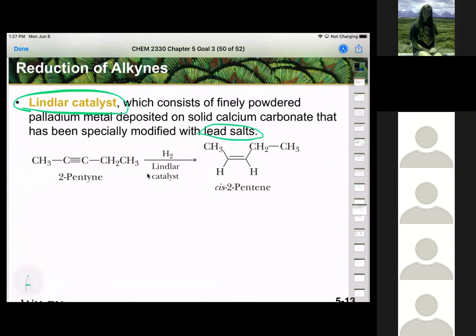If it's less reactive, we can stop at the alkene, stop at the double bond. So we only take one of the pi bonds down, the other pi bond stays, giving us the alkene. Notice this is that syn addition, so that'll always give us our cis alkene. Both of the hydrogens are added on the same side of the double bond, giving us our cis alkene, our syn addition, same side addition. Lindlar, lead, lower reactivity, cis, syn addition.